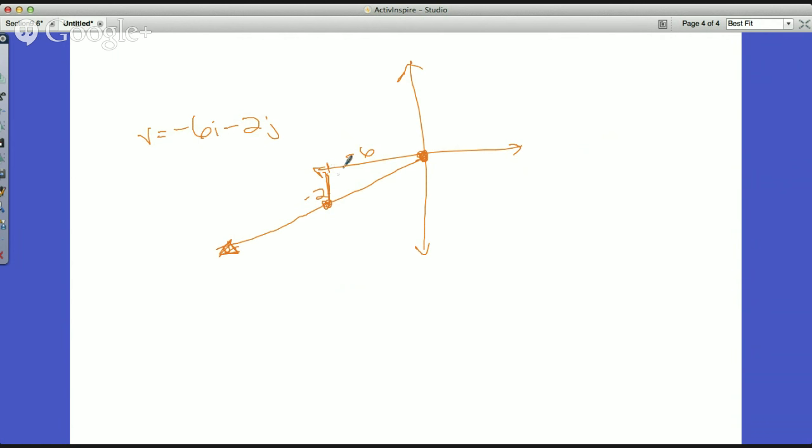Now, if I had 2 here and 6 here, what I could do is I graphed it. That's my first thing. But finding my magnitude means I'm finding the distance of the hypotenuse.